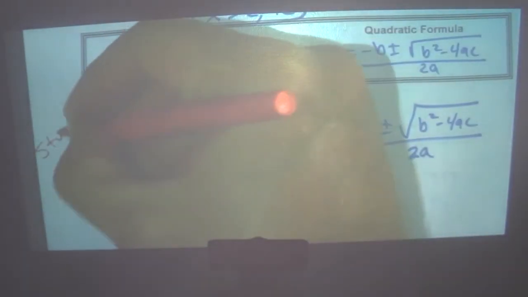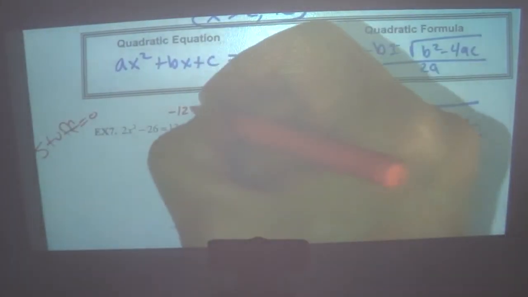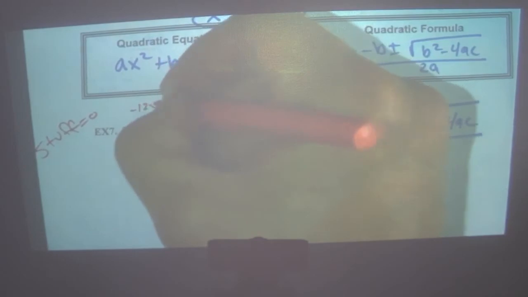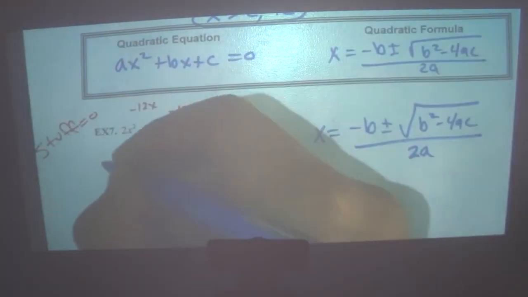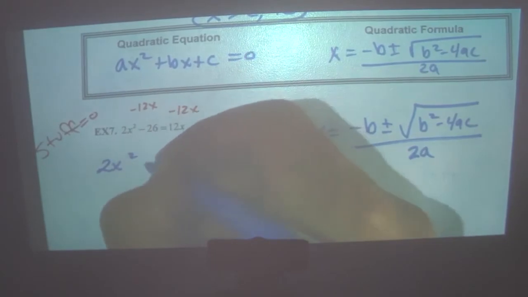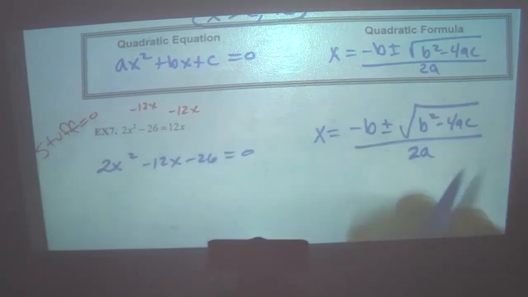So we always want our stuff equal to 0. I'm going to go ahead and subtract this 12x over. And you want stuff in descending order, so the power of x gets smaller and smaller. So this is where I'm at: 2x squared minus 12x minus 26 equals 0.